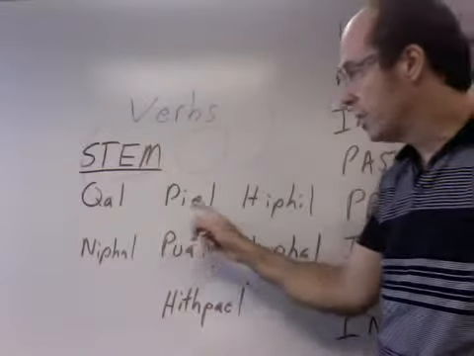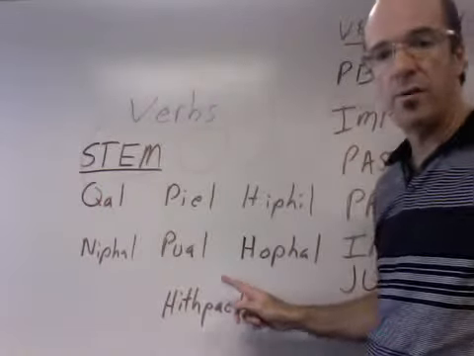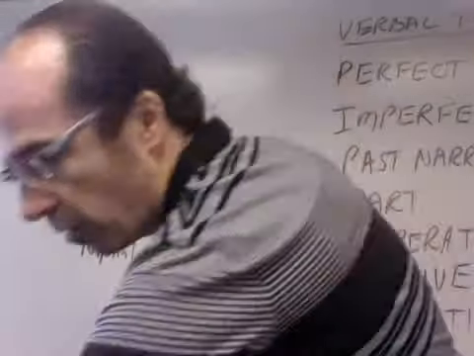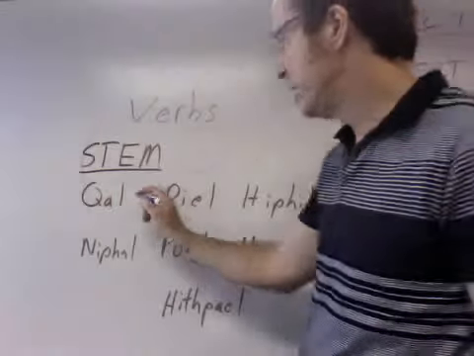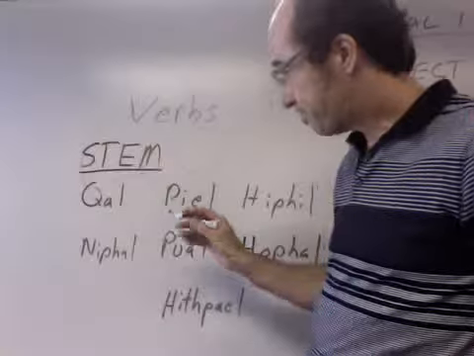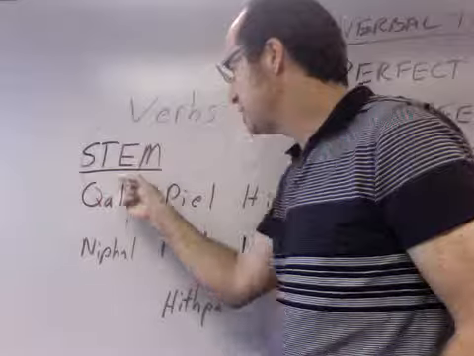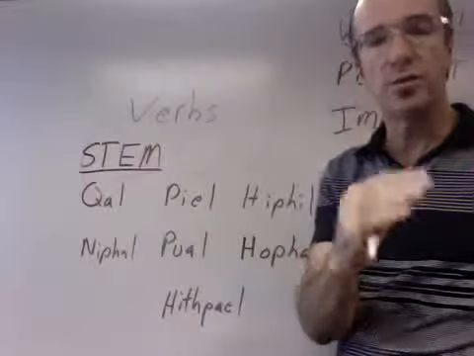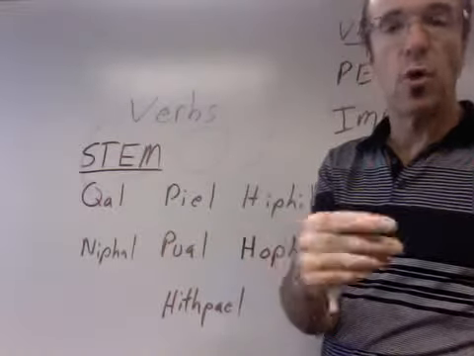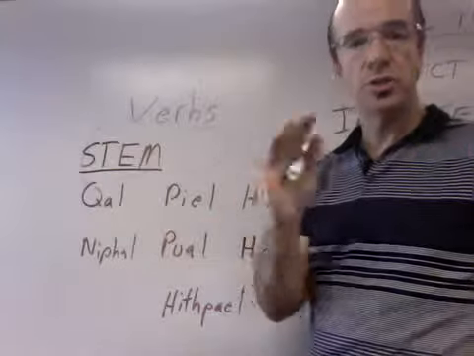We have qal, piel, hifil, nifal, pual, hofal, and hithpael. Now, the way the stems are organized, if you didn't quite get this in OT 501, is that our base stem is the qal stem, often called the G stem, the ground stem, the baseline stem. It has what we would consider basic action, either a fientive verb, an action verb, or a stative verb, a verb that just gives a state.